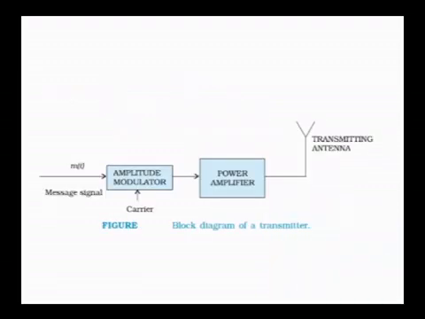In this block diagram, you can see how basically a transmitter functions. You have the message signal fed to an amplitude modulator. It modulates the carrier in accordance with the instantaneous value of the message signal, and once that is done, before transmitting, you have to increase the power level of it. So a power amplifier is there, and then it will be transmitted via an antenna.